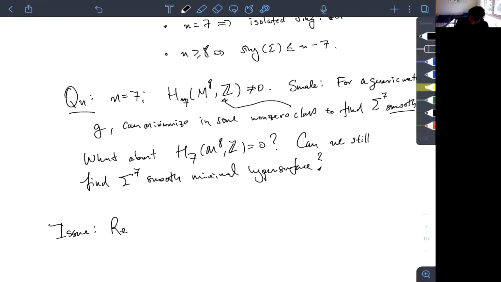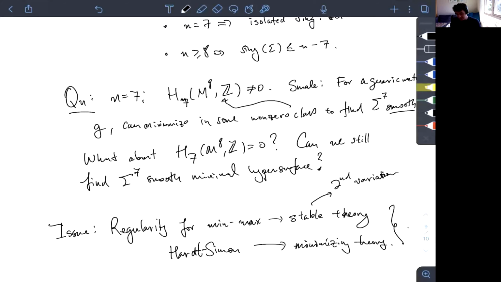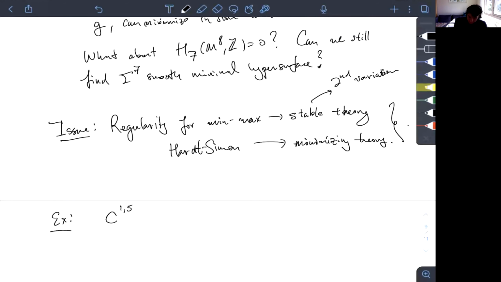The regularity for min-max is based on stable theory. This means second variation, so the Morse index at its critical point is zero. But stable critical points may not be global minimums. And Hardt–Simon is based on minimizing. So it may not seem like the gap is so great, but actually this is a really fundamental issue in trying to attack this problem. And just a quick example, you can modify Simon's cone construction and consider the following cone.